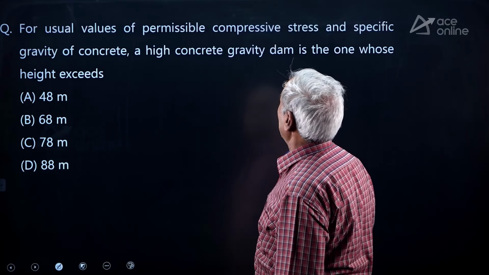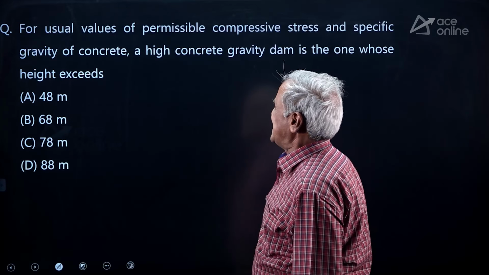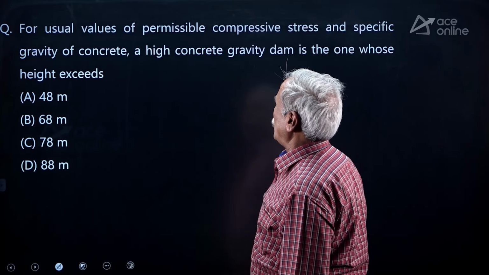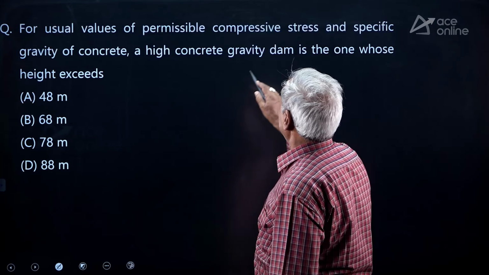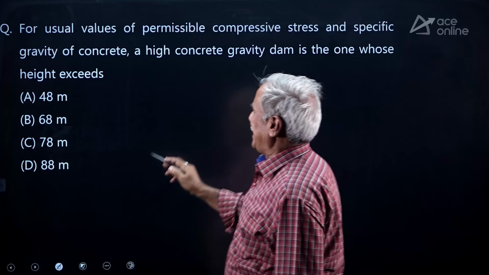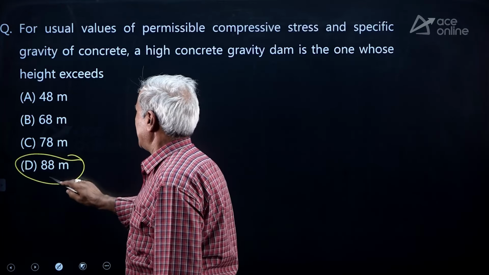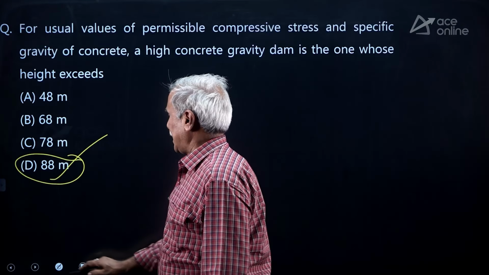For usual values of permissible compressive stress and the specific gravity of concrete 2.4, high concrete dam is the one whose height exceeds 88 meters. 88 meters is the right answer.